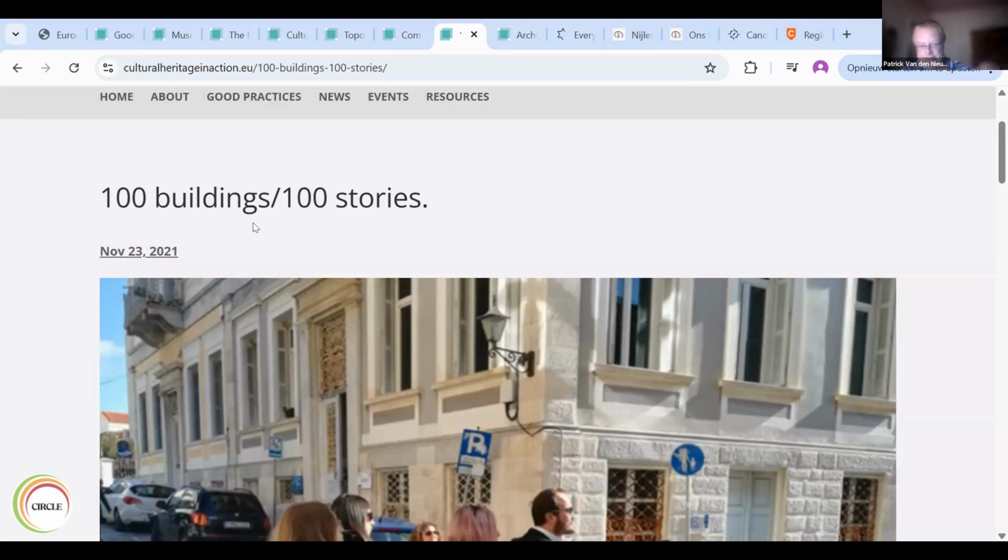And if you have the 100 stories together, you can start to make a nice walking tour for people that are visiting, with different kinds of stories and more personal stories. That's the idea behind it.